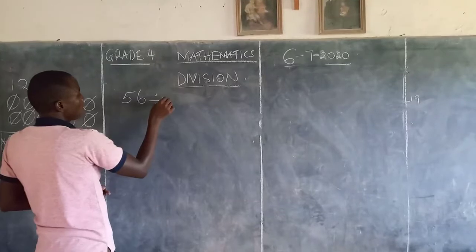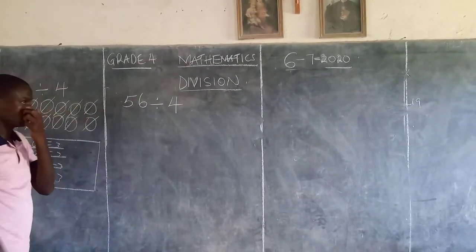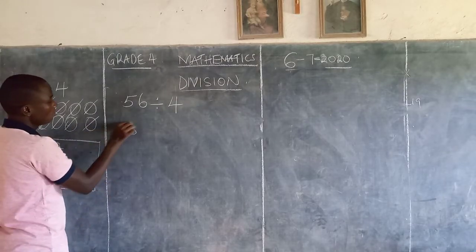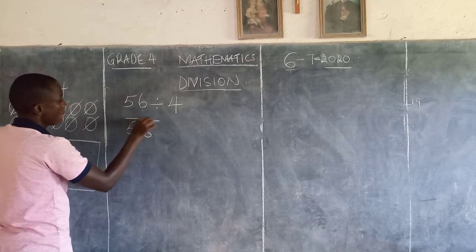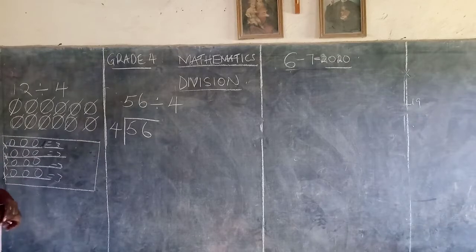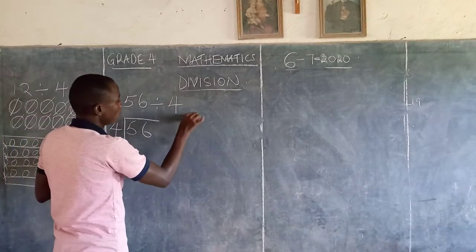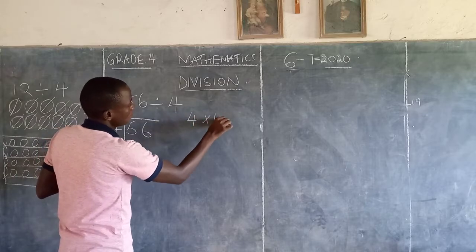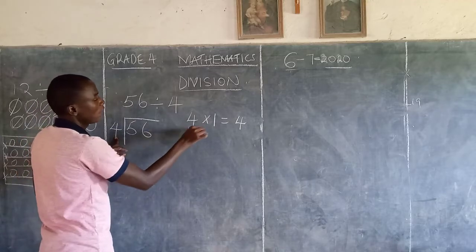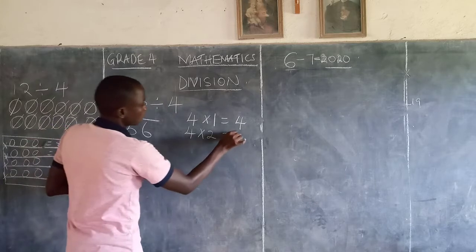We have 56 divided by 4. You write it well downwards. This will be 56 divided by 4. You form a table of 4. And say I have 4 times 1 is equals to 4. 4 times 2 is equals to 8.